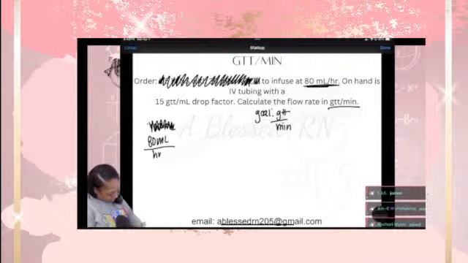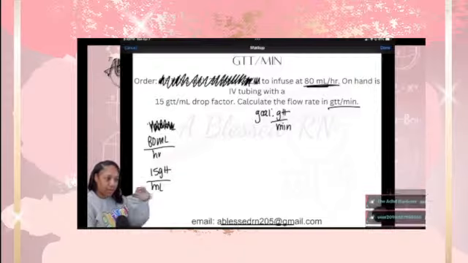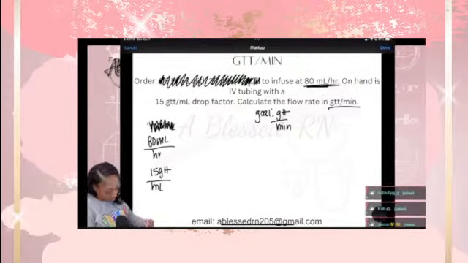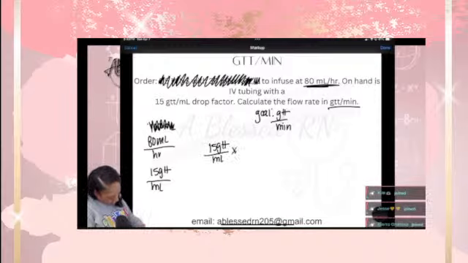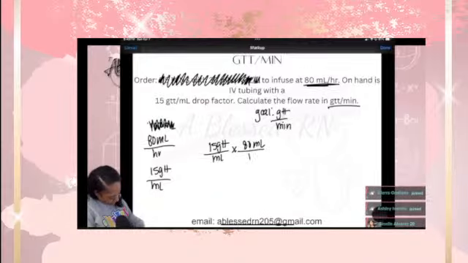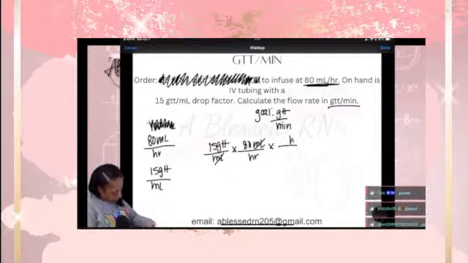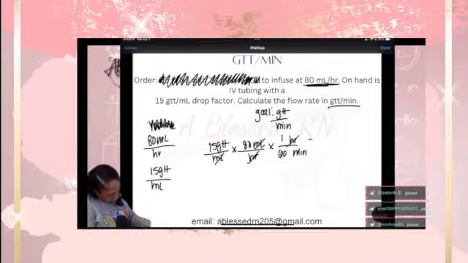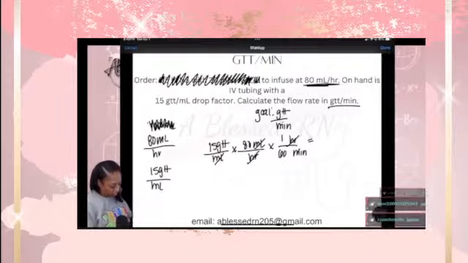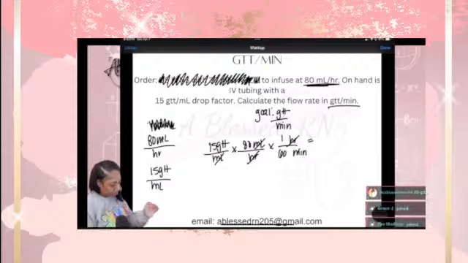All right. And then we've got our drop factor of 15 drops per mL. We need drops on the top. We start with what we're looking for. So 15 drops per mL times 80 milliliters per hour. Milliliters crosses out, and now we've got hour at the bottom. I'm gonna put my hour at the top, my minutes at the bottom. 1 hour is 60 minutes. Hours crosses out, and now we're ready to do some math. 15 times 80 divided by 60. It's going to be 20 drops per minute.